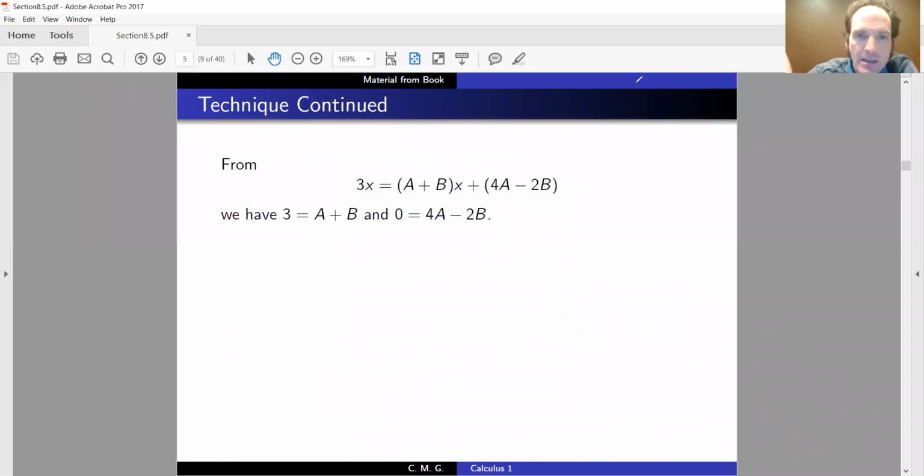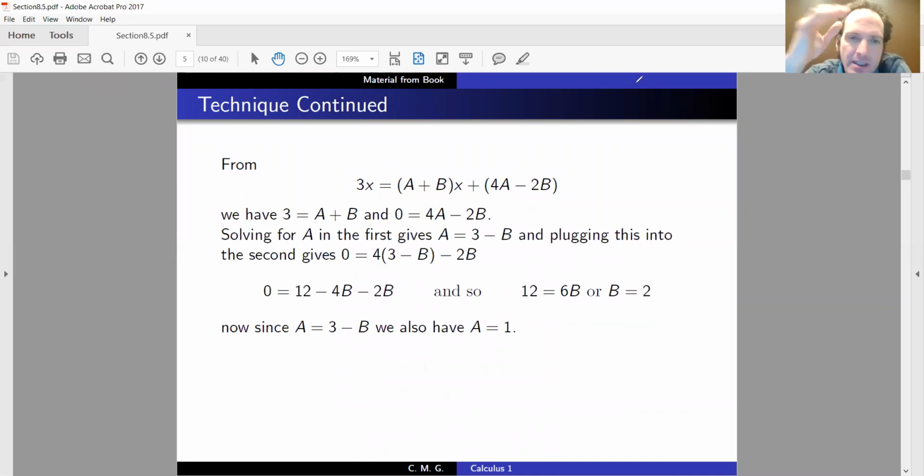Okay. So I do that. I get 3 equals a plus b. 0 is 4a minus 2b. That gives me a equals 3 minus b. Plugging it in gives me 12 minus 4b minus 2b. And that's going to give me 12 is 6b, or b is 2. And then a is 3 minus b, so a is 1. So a is 1, b is 2.